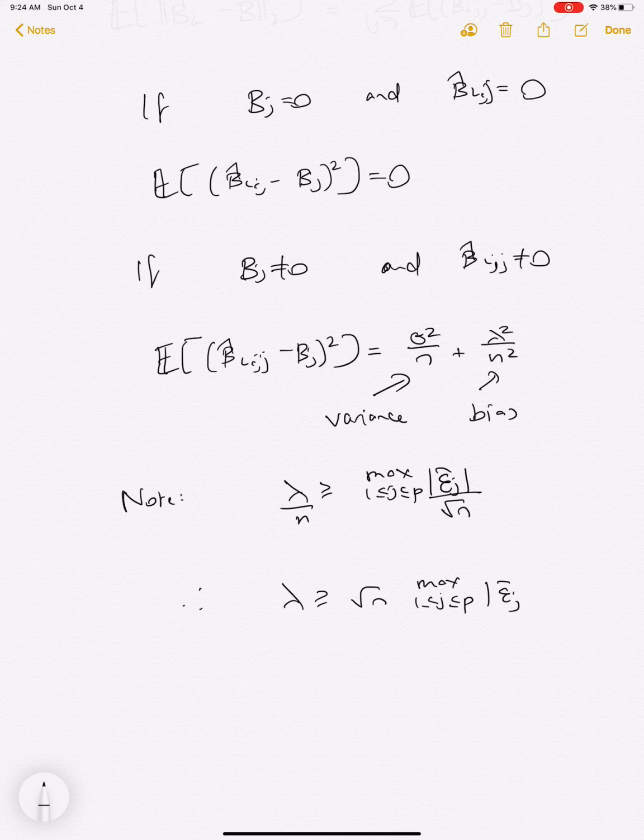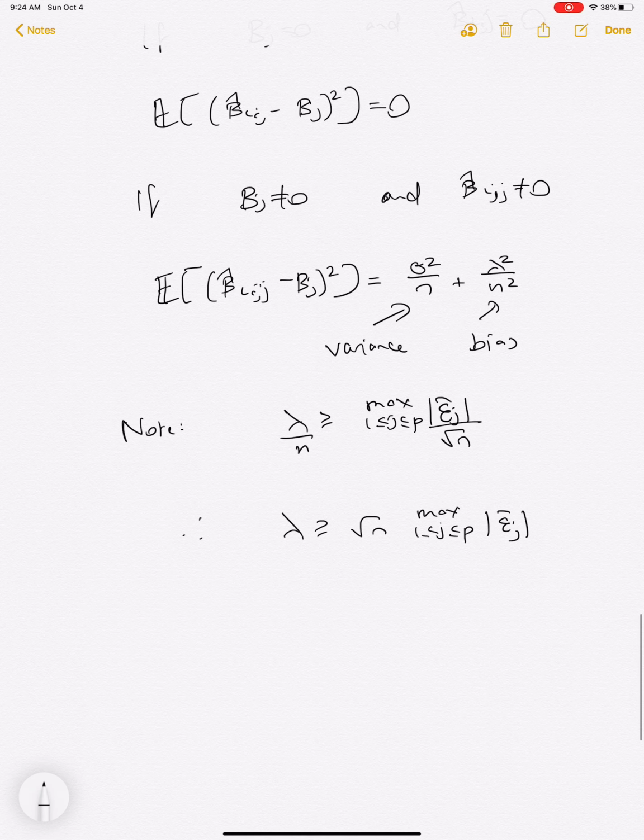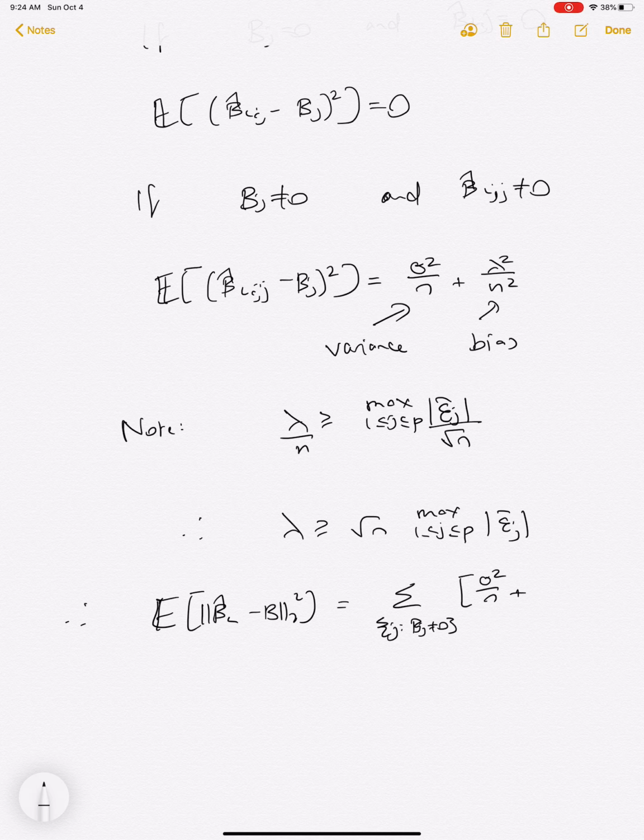You might look at that and say, well, why not just set lambda equal to 0, or lambda as small as possible? But clearly we want lambda to be bigger than that to ensure that we're only collecting samples where bj is not 0. Therefore, for the overall mean squared error, we're conveniently only adding up terms where bj is not 0. That's going to be equal to sigma squared over n plus lambda squared over n squared, okay?